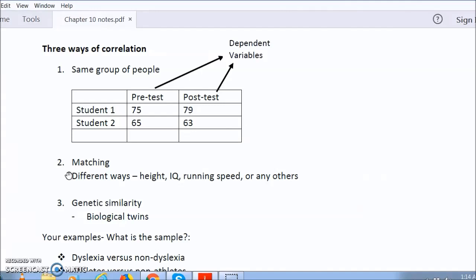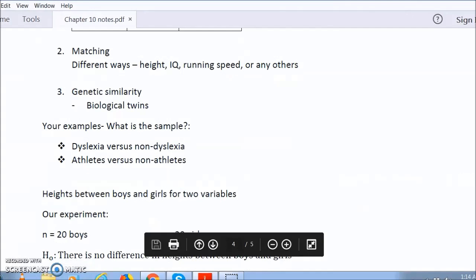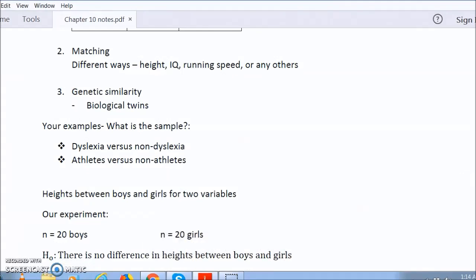The third way is genetic similarity. For example, if you have biological twins, you split them up, and one is a member of the first group and the second is a member of the second group. This situation is quite uncommon, but it does happen.